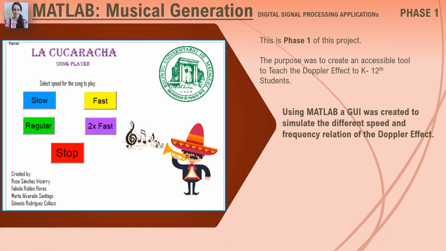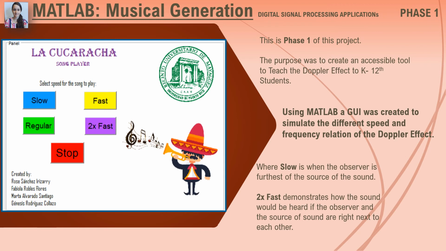During phase 1 of our project, we created a GUI utilizing MATLAB, where the speed of the music played changed according to the button pressed, simulating how the music would be heard when the object emitting the sound was static and far away, close to the listener, right in front of the listener, and right next to the listener.